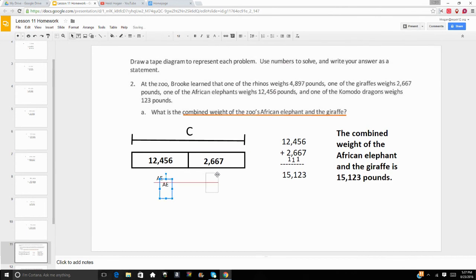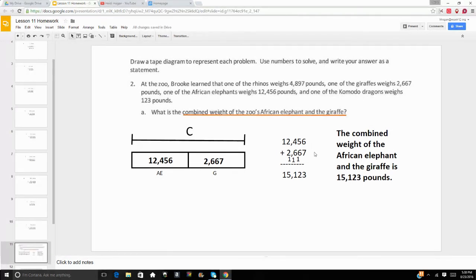And what's over here? Is this a giraffe? G. Okay, just so we know what we're adding. The African elephant and the giraffe. So we have their two weights, and this is their combined. I chose C. A lot of people choose A, but I think I like C for the combined weight. It could be CW for combined weight. So we have both of these here, and together they make the combined weight.